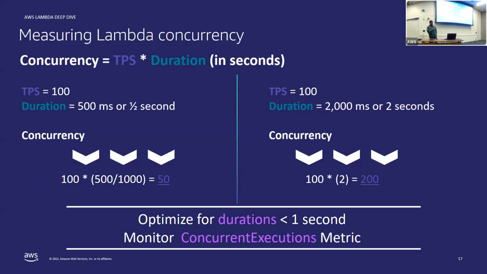per GB-second. So what is your memory configuration and how long is your Lambda function executing? So in this case, if it is taking 2 seconds, then you will be charged for that much time, 2000 milliseconds. It used to be 100 milliseconds as a unit. Now it is 1 millisecond. So you'll be charged on a 1 millisecond increment.